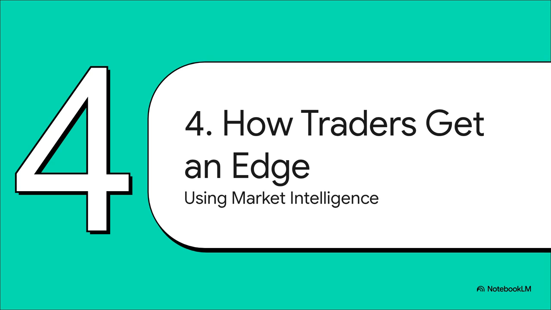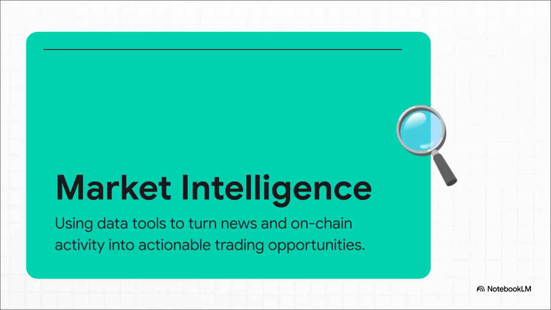Okay, so we get the event, we get the huge financial stakes, but let's bring it down to the individual level. If you're a trader, how do you take all this news, all this complexity, and actually turn it into a real edge in the market? The answer is something called market intelligence. And look, this isn't just about reading the news headlines. It's about using specialized data tools, like Ave.ai, for example, to see what's happening underneath the headlines. It's about tracking the real-time flow of money, the sentiment, the on-chain activity, and turning all of that noise into a clear, actionable trading opportunity.